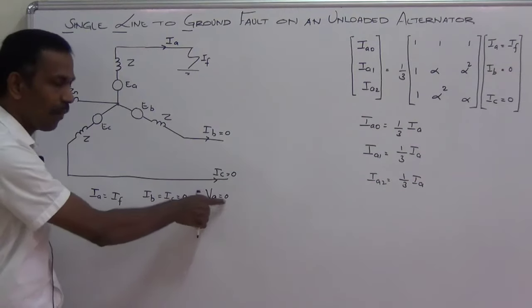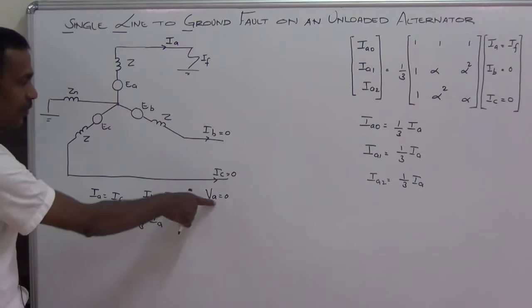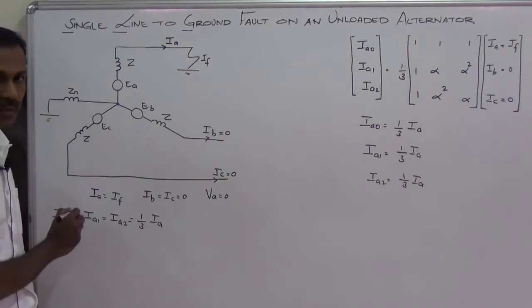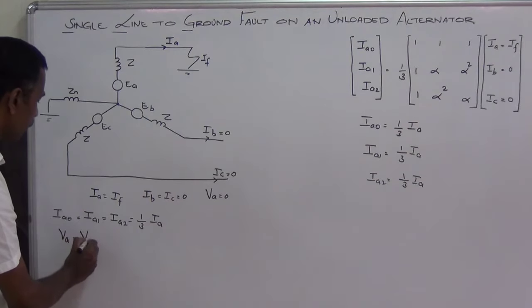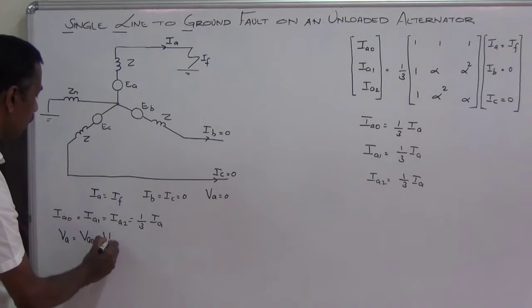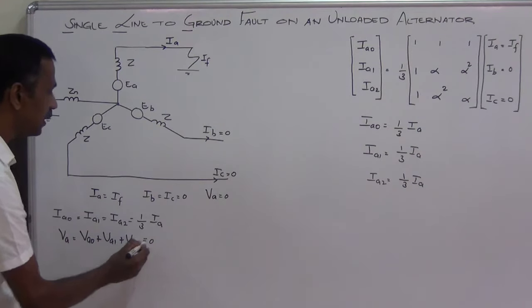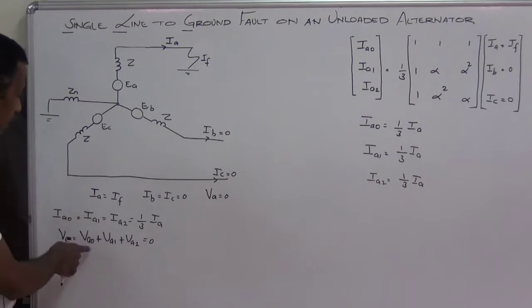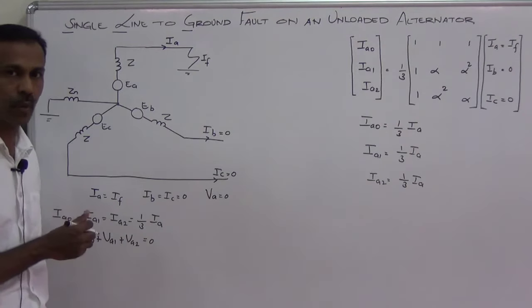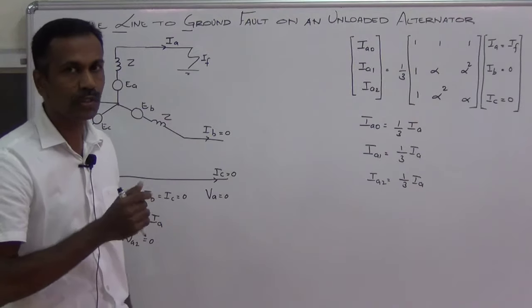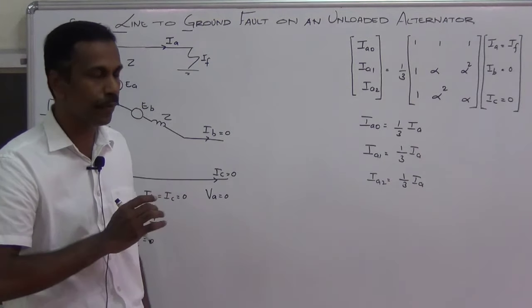Now look at the voltage equation. The phase voltage is 0. As you know, the phase voltage equals the sum of sequence voltages, VA0 plus VA1 plus VA2. This is equal to 0. The sum of the three phase voltages equals 0. So there should be a short circuit across the series combination of the three networks.